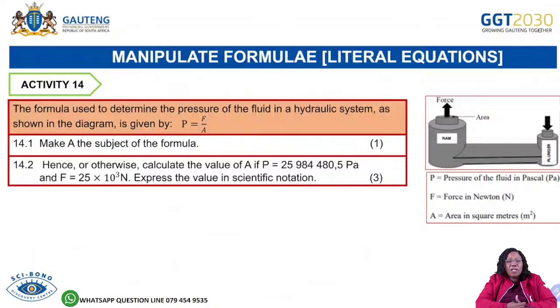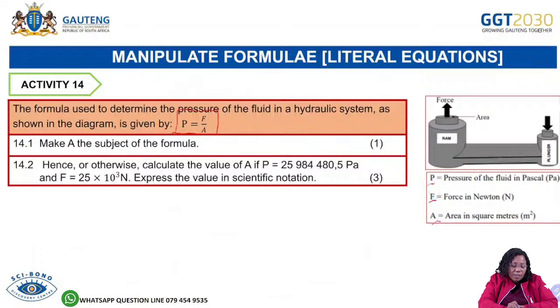And now in this case, we are given the formula used to determine the pressure of the fluid in a hydraulic system, as shown in the diagram. P is equal to F over A, where P represents the pressure of the fluid in pascals, F is the force in newtons, and A is the area in square meters. And now the first question here: we need to make A the subject of the formula.